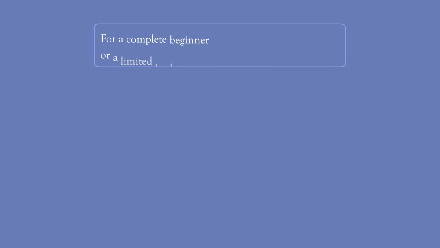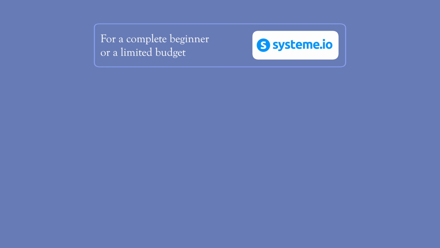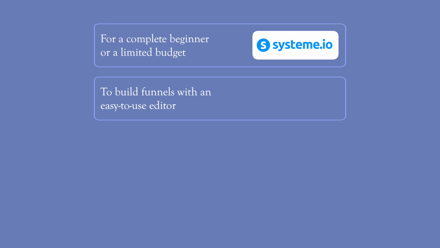So which funnel builder is the best choice for you? Here's how I would decide. If you're a complete beginner or working with a limited budget, Systeme.io is a great choice. You can start for free with custom domain support and scale as your business grows. If you want to build funnels with an easy-to-use editor, ClickFunnels is a good option with its intuitive drag-and-drop builder. I think ClickFunnels is especially good for selling high-ticket online courses and programs.